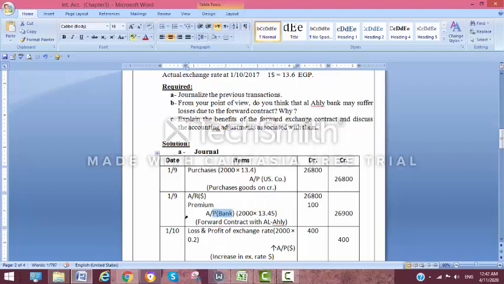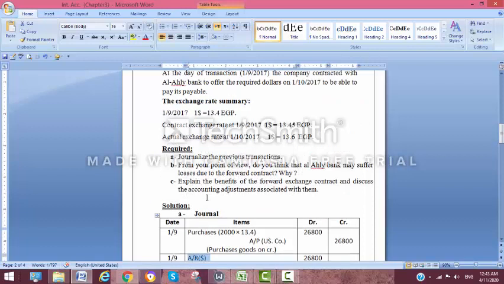Accounts payable, when the company owes money, in nature is by credit, and accounts receivable is by debit. This is from the point of view of this company. Here accounts payable is the bank and accounts receivable is the bank. That means you will pay the money to the bank in Egyptian pounds, the accounts payable, whose value is 2,000 multiplied by 13.45 equals 26,900. And you will collect the money from the bank in American dollars, the accounts receivable.